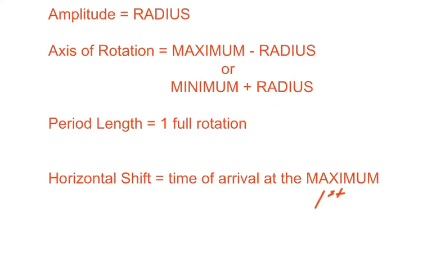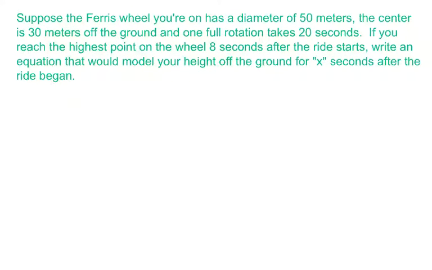So let's try one out. Suppose the Ferris wheel you're on has a diameter of 50 meters. The center is 30 meters off the ground, and one full rotation takes 20 seconds. If you reach the highest point on the wheel 8 seconds after the ride starts, write an equation that would model the height off the ground for x seconds after the ride began.